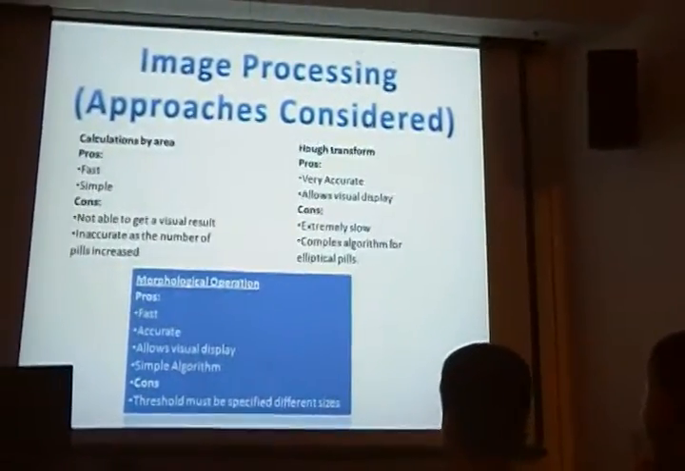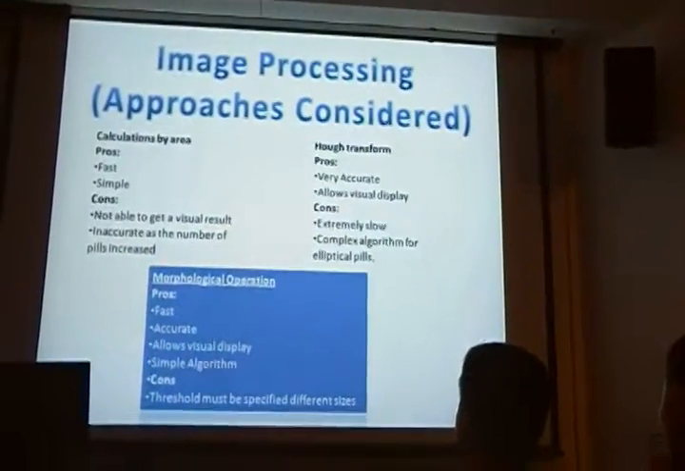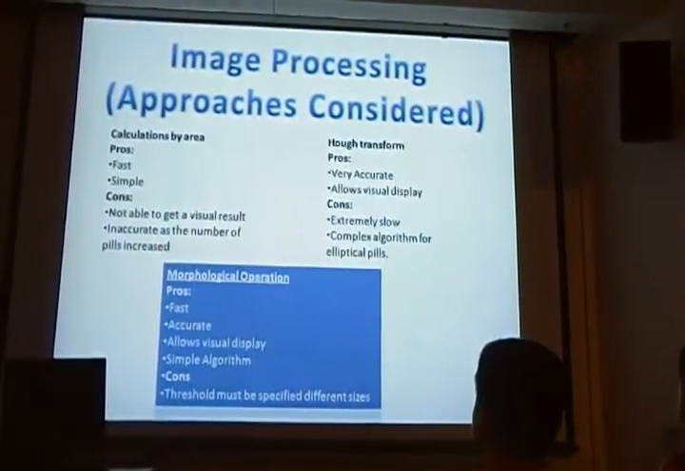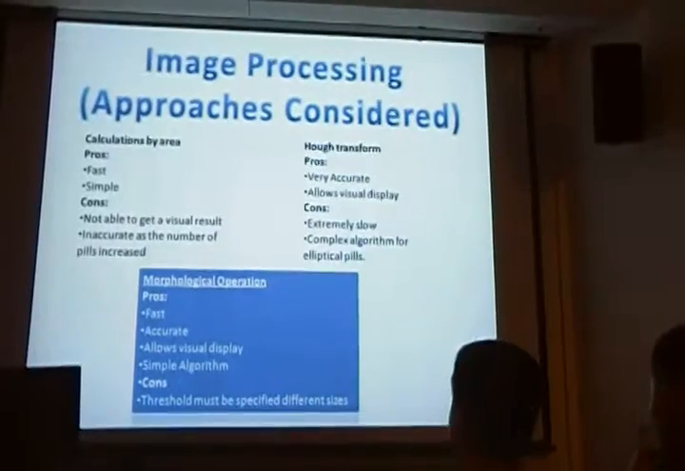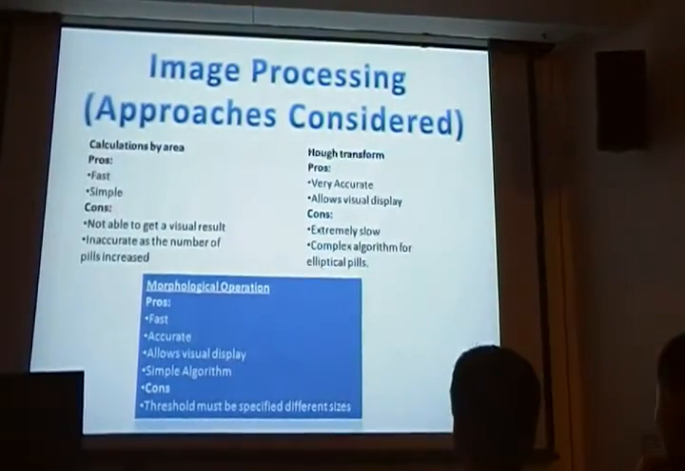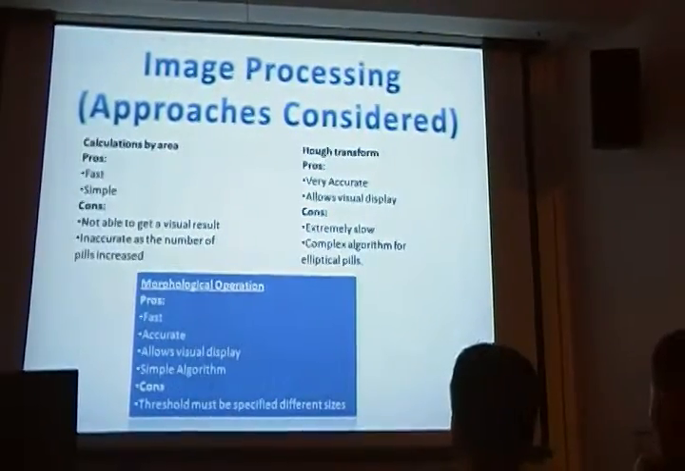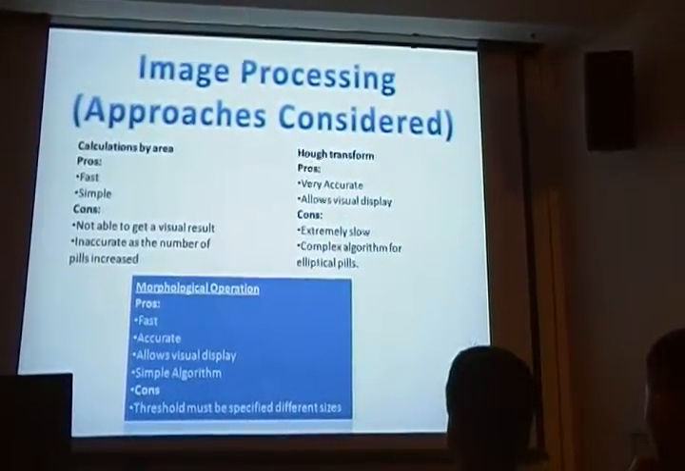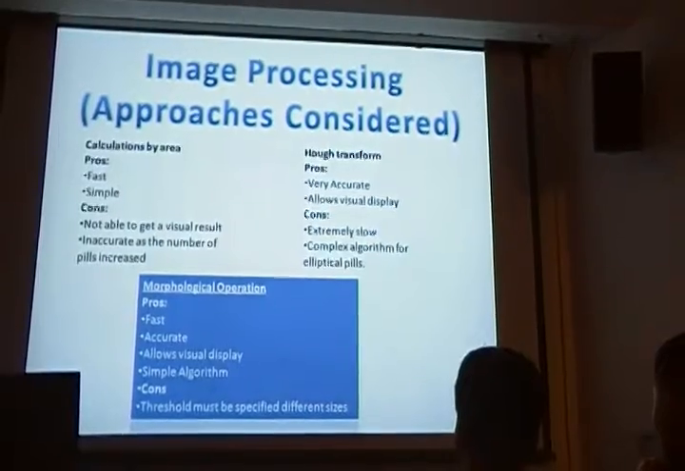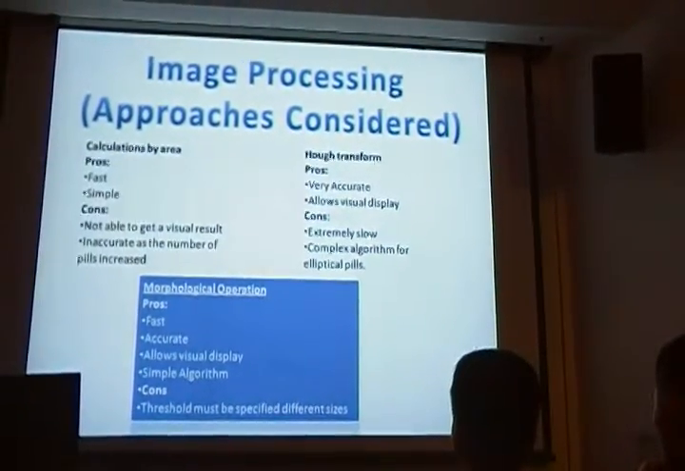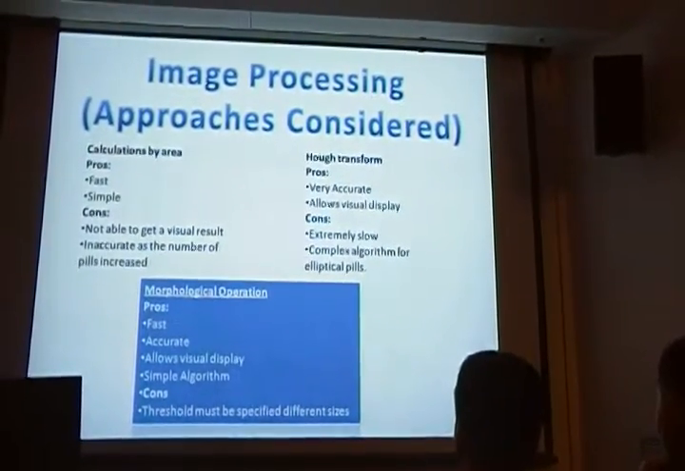The current method we are using is morphological operation. The morphological operation proved to be fast, accurate, allowed us to have a visual display, and the algorithm was very simple compared to the Hough transform. The only drawback was we have to set a certain threshold for pills of different sizes.